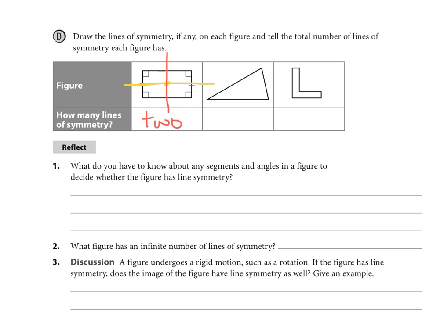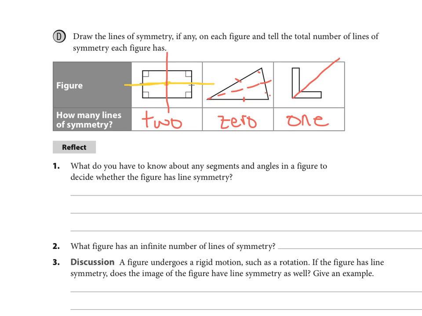Now this triangle, you might think that you could draw one here, and you could if we knew that this side was congruent to this side and these angles were congruent. But we don't really know that. So as it's shown, I'm going to write 0. You could maybe say maybe, depending, but we just aren't given enough information there. This last one would have a line of symmetry right there, and so that would have 1.